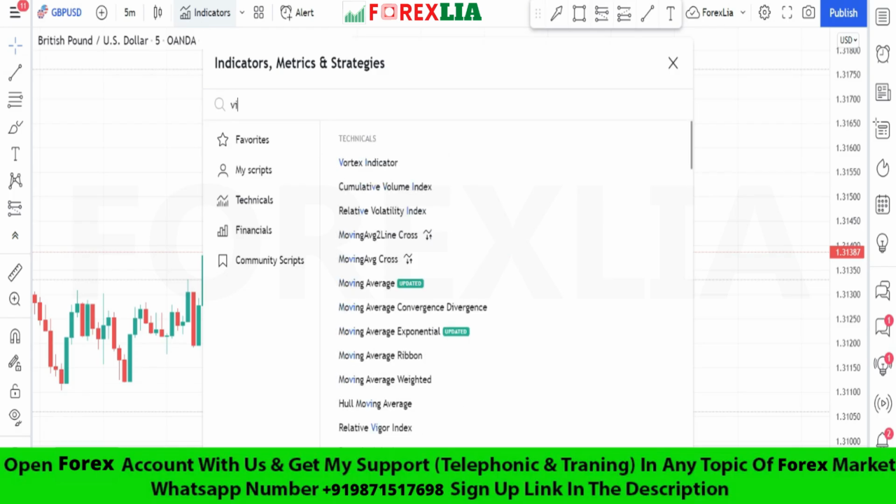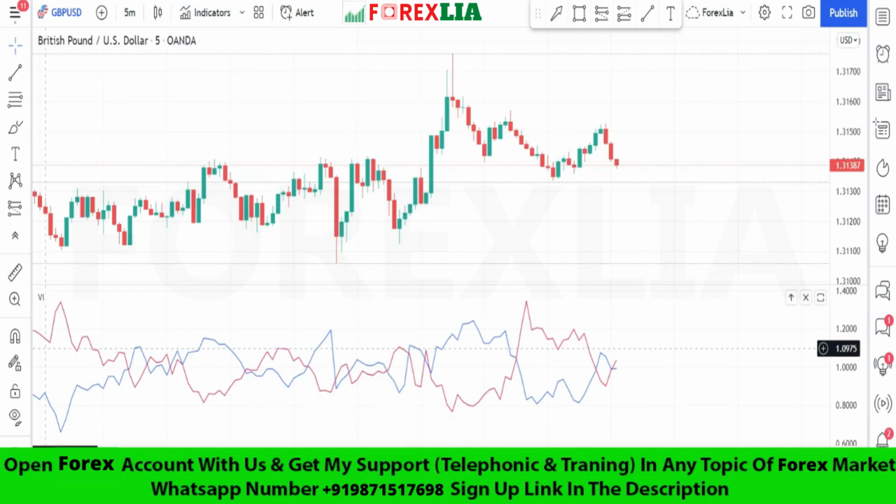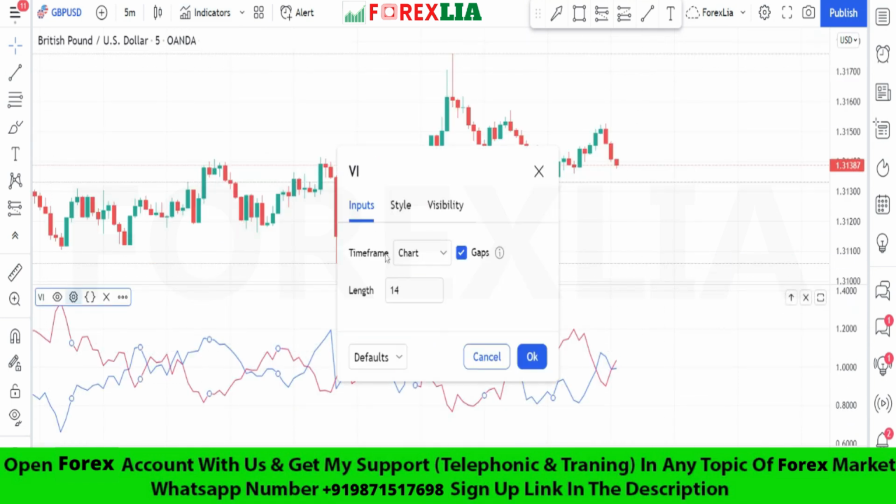This strategy we need the Vortex indicator, with some changed settings.